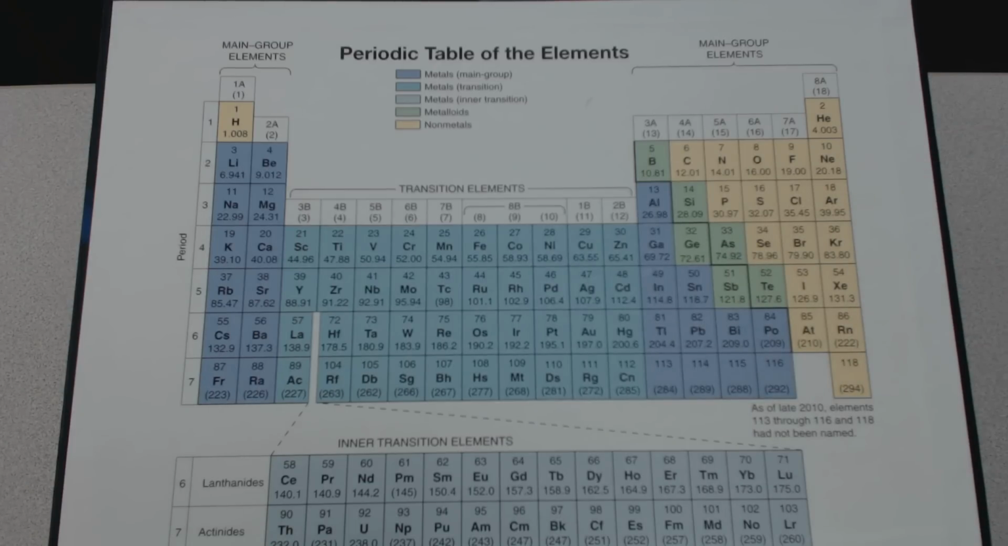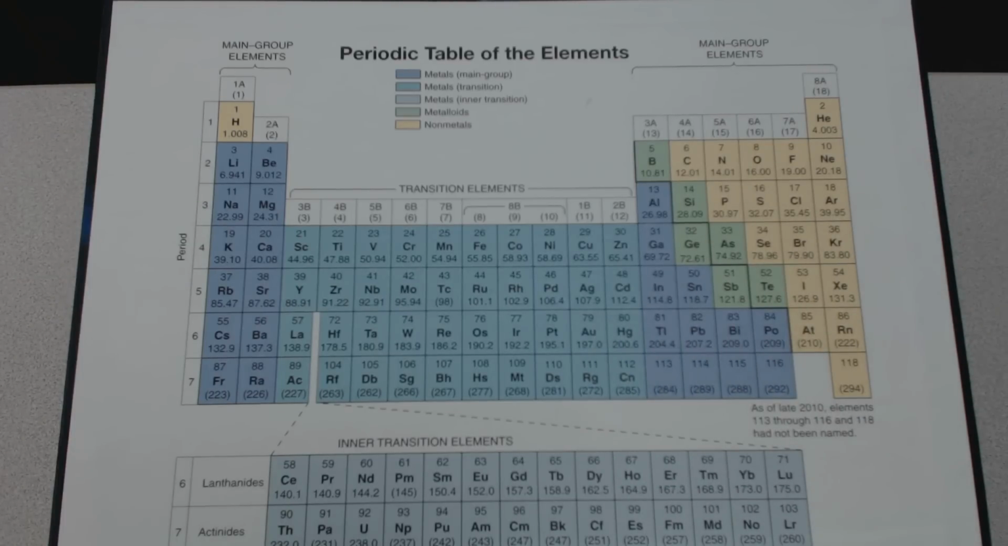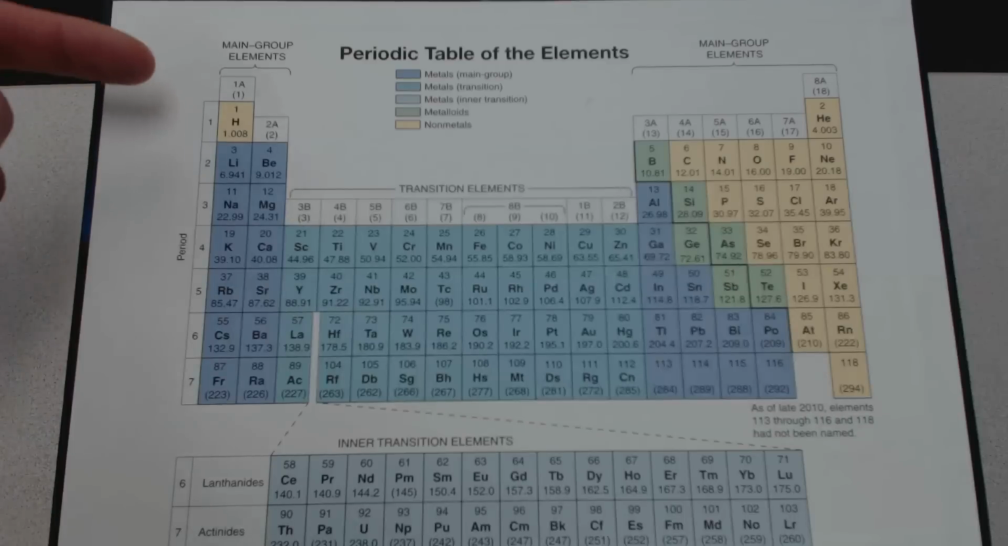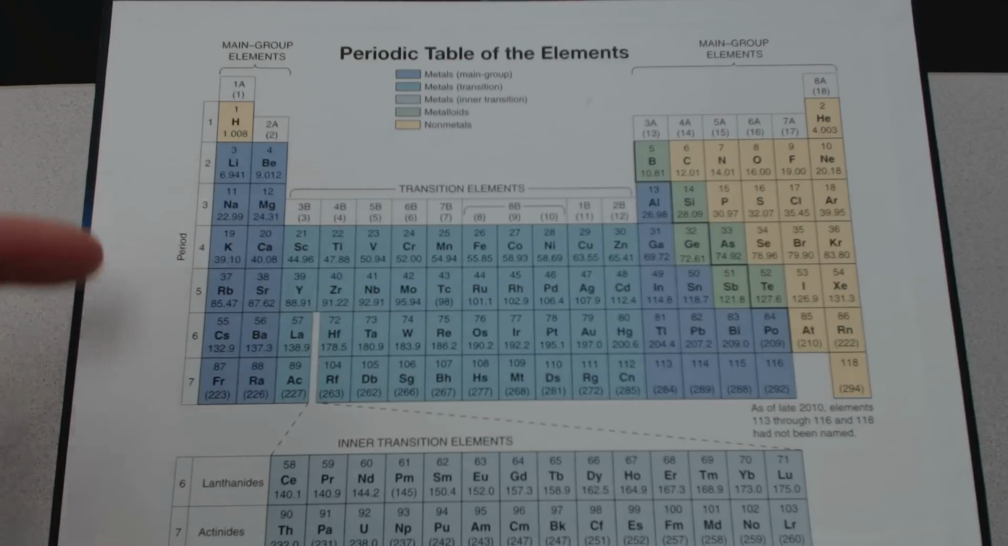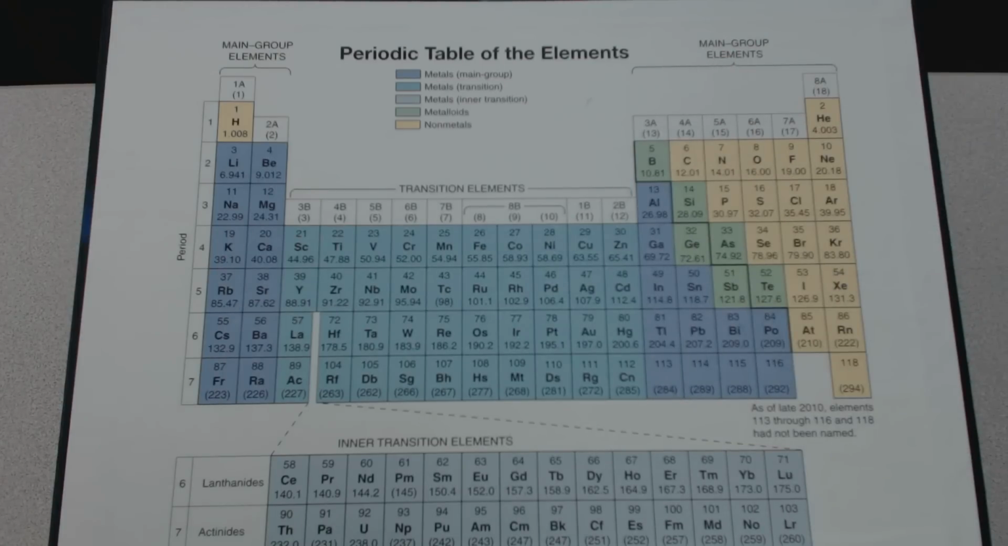And when we start naming, we're going to have very specific rules for naming metals to nonmetals. And with that, that's all I want to talk about the periodic table. We have groups that are the columns. We have periods, which are the rows. We have metals on the left. We have nonmetals on the right. And we have metalloids going down the middle.